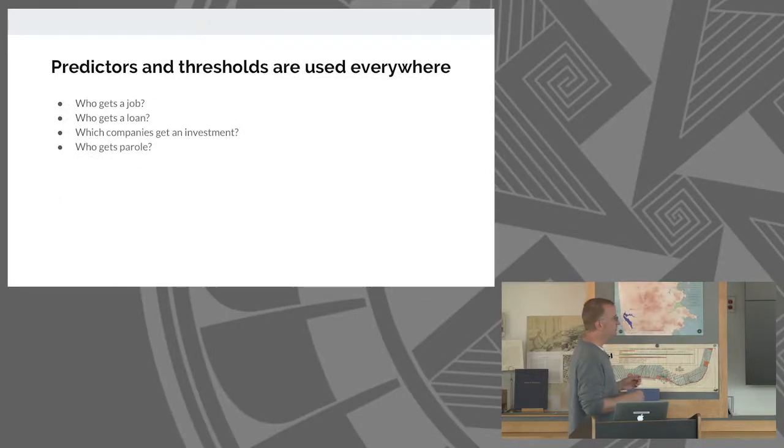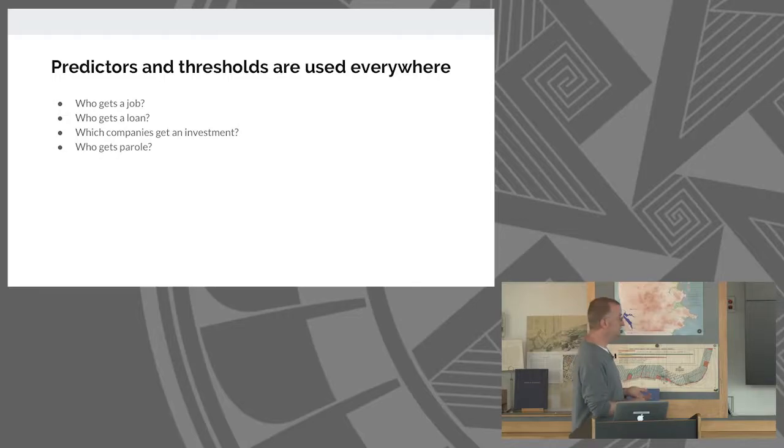These kinds of predictors and thresholds are used everywhere. So they're used for who gets a job. Even if you don't think that there's a process like that when you're interviewing someone for a job, that is the process. You have a mental model of someone's probability of succeeding in their job, and you have a threshold depending on how much you value a false positive or a false negative.